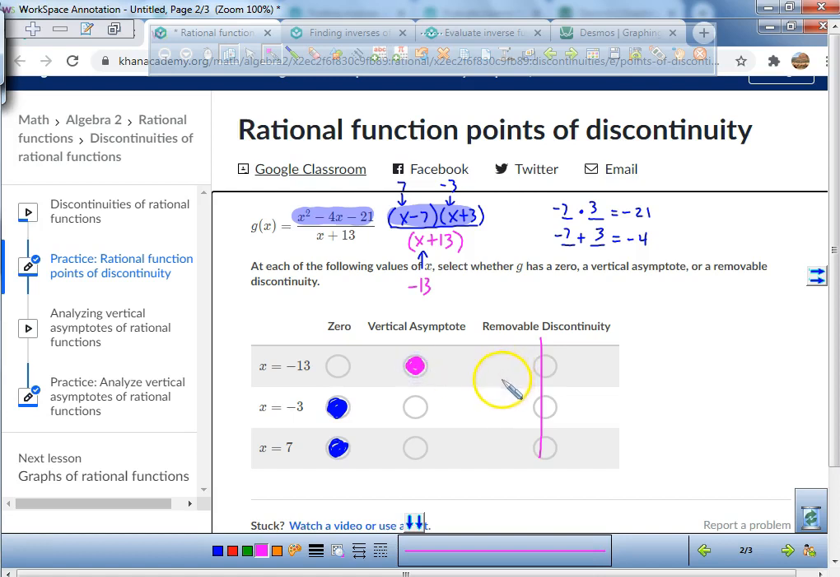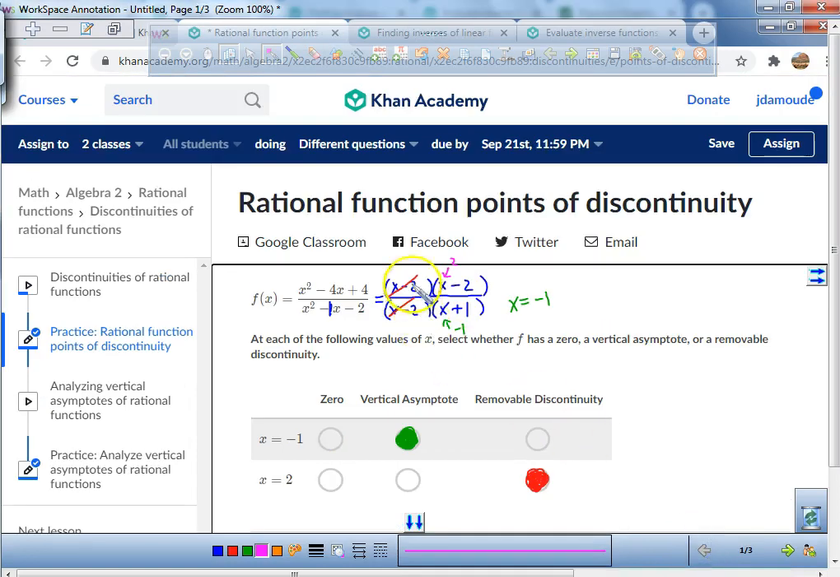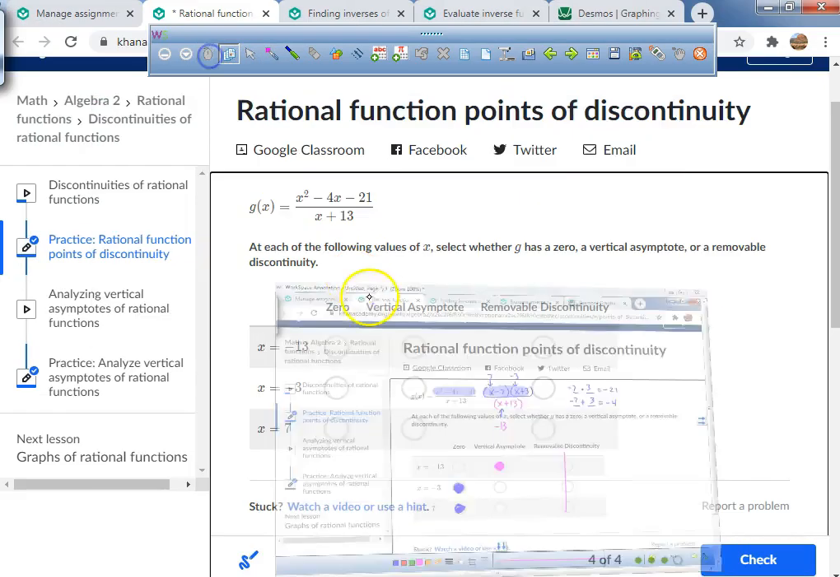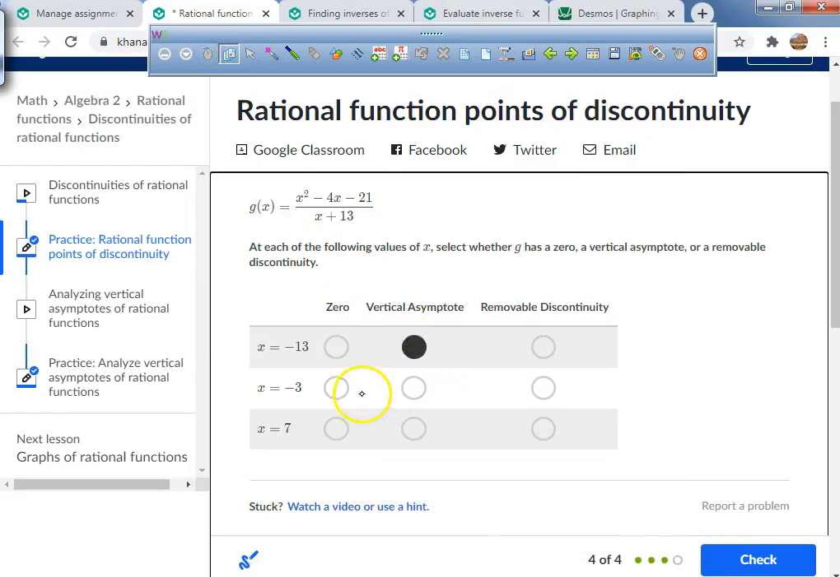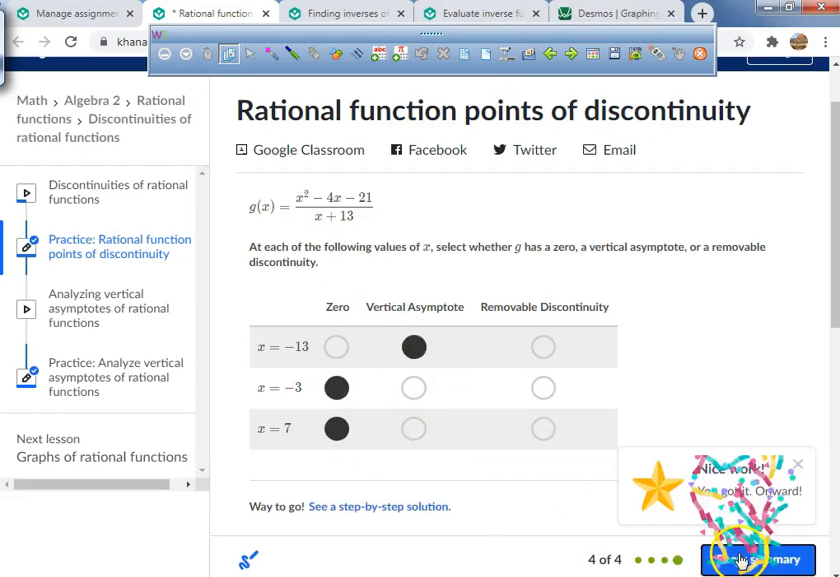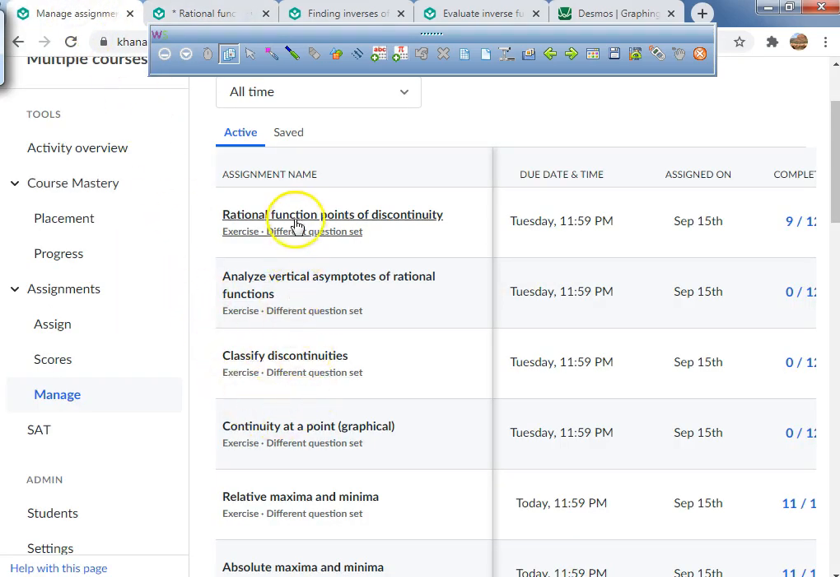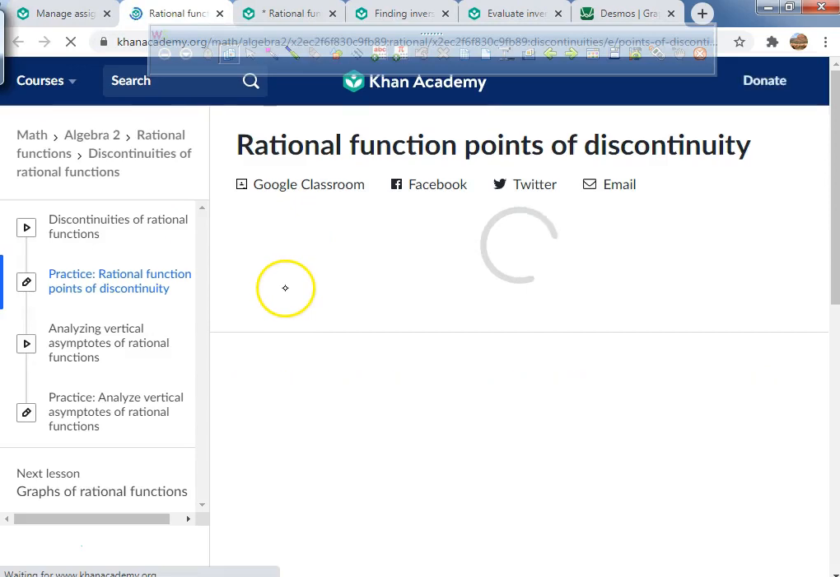So here we did not have any removable discontinuities. Why did we not have any? Because nothing canceled out in the numerator and the denominator. Okay? So we have a vertical asymptote here, and we have 2 zeros here. Okay? I'll go over here, and we'll do a couple more.